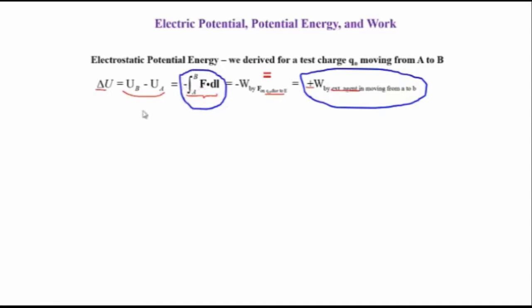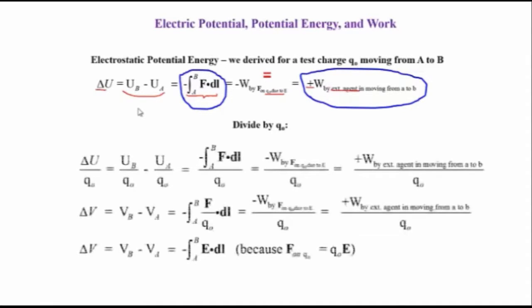Well, if you divide by Q0, so you take all of these terms here and divide by Q0, you get this mess. So we have here the change in U divided by Q0. We have each potential energy divided by Q0. We have the term for the work done, and then we decide which is plus and which is minus. If it's the work done by the force, it's minus. If it's the work done by us, it's a plus. All that means is that you take this term here and you use a minus sign here, and that'll give you the work done by the external agent.